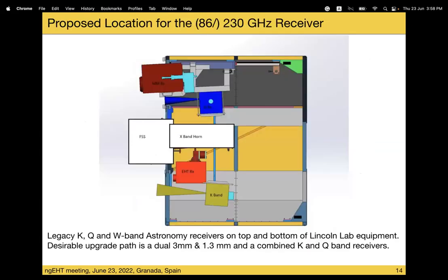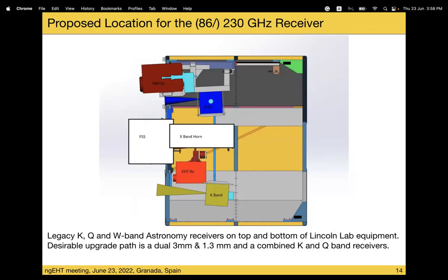And this is where, I think Chip asked the question in one of the meetings, you have space for the 230 gigahertz receiver, and this is the identified space for the 230 gigahertz receiver. And that's the W band. This is the Q band, the existing Q band receiver. These are all legacy receivers from the old times, K, Q, and W. And of course, now Sarah is here.